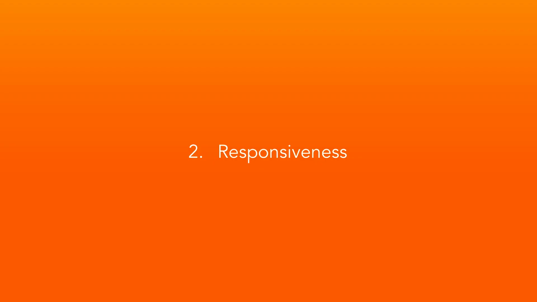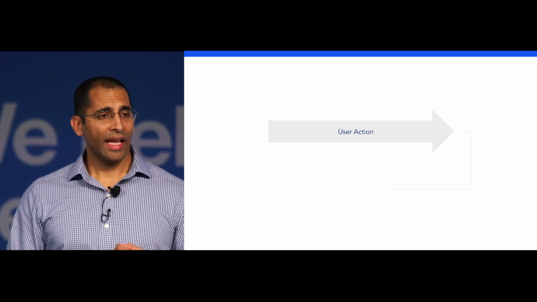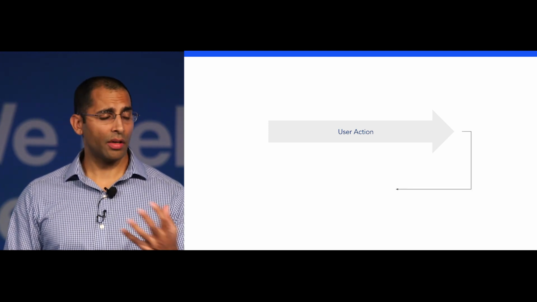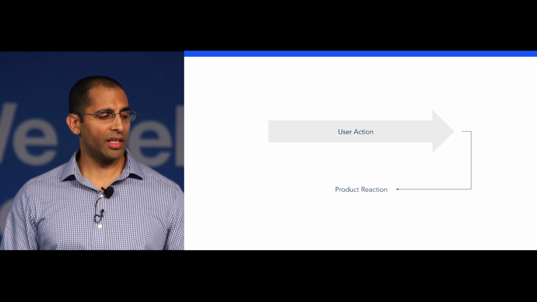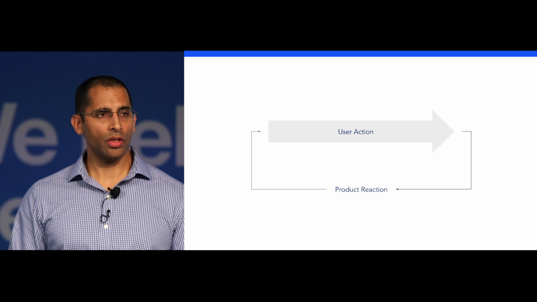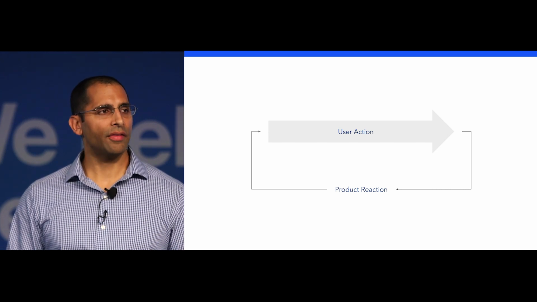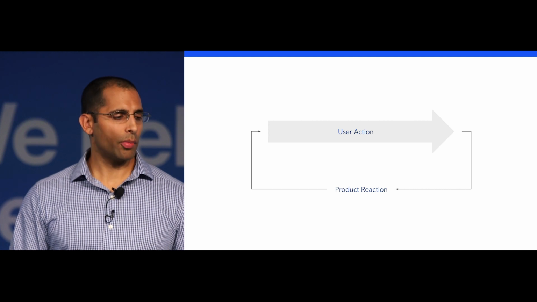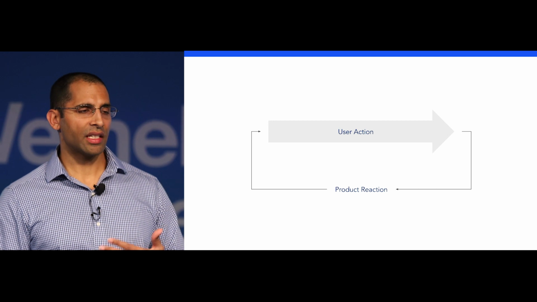Number 2, responsiveness. In your product, there's going to be a user action, and that user action is going to be connected to some kind of product reaction. And then that product reaction is going to be communicated back to the user. The time between the start of the cycle and the end of the cycle is the responsiveness of your product. Let's take Indeed, and we look at job clicks against page load time.